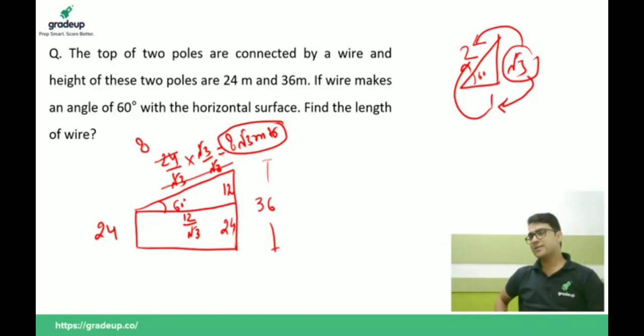Yes, Vivek, it's 8 root 3. Okay. So in this question, the heights of these two poles are given, connected by a wire. If this is 24, this is 36, then this will be 12. If this is 12, then this will be this. If this is 12 by root 3, then this will be double of this. So you will get the answer. I hope you got the point.